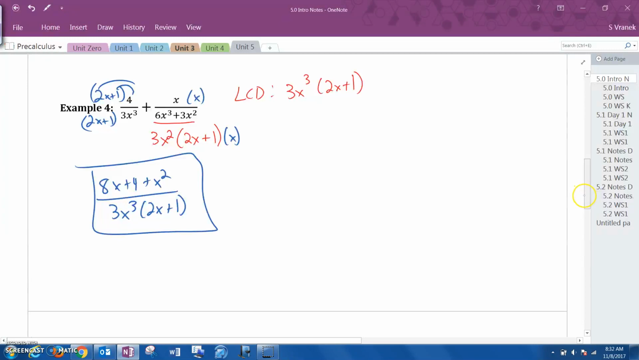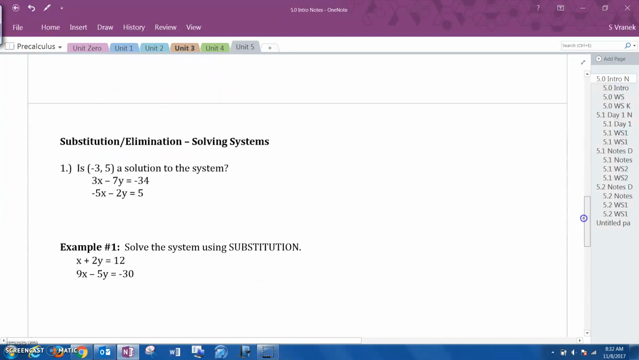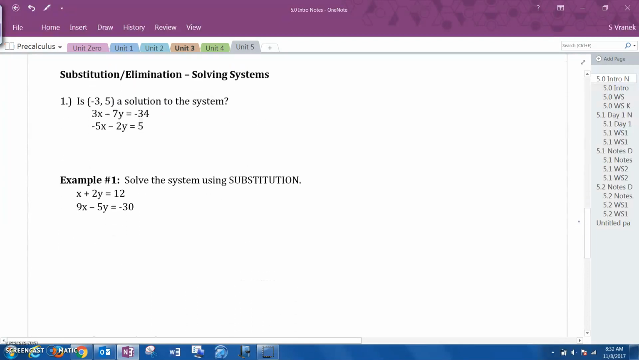Again, when you're adding and subtracting fractions, you need a common denominator, then you have to add the tops. There should be no canceling. I don't like seeing that. Then you guys get everything wrong when you do that. Don't cancel anything.